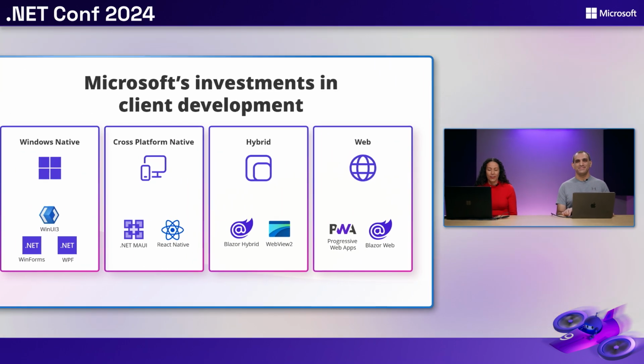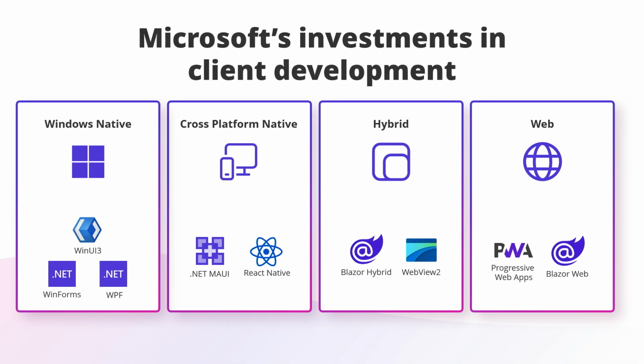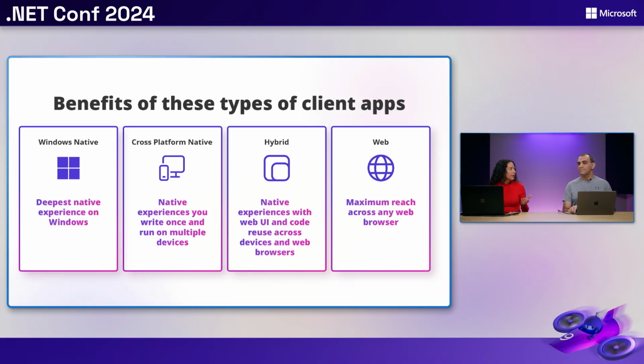Okay, so first, I just want to say that across Microsoft, we invest in a lot of different client technologies for you to build custom client native experiences as well as web experiences, okay? From Windows native with WinUI 3, for example, cross-platform with .NET MAUI, hybrid apps, which we're going to talk about today with Blazor Hybrid, as well as things like Blazor Web, okay? Why would you choose some of these different types of clients to build?